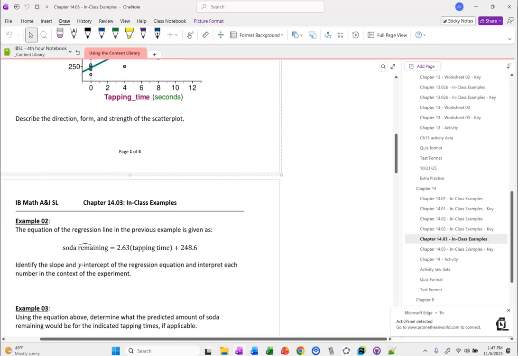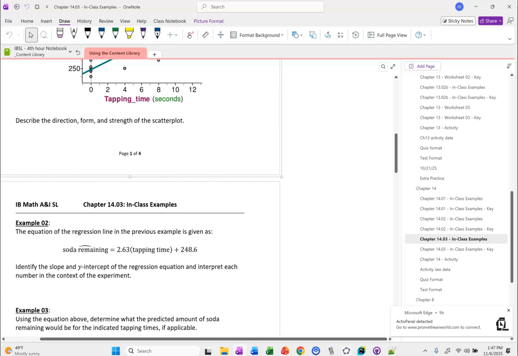The next question reads, the equation of the regression line in the previous example is given as soda remaining equals 2.3 times tapping time plus 248.6. Identify the slope and y-intercept of the regression equation and interpret each number in the context of the experiment. Who can do this? Emerson, Anthony pointed to you and said you could do it.